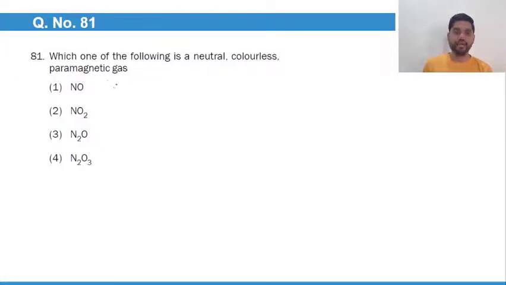Next. Which one of the following is neutral, colorless and paramagnetic gas? So if I talk about, this is neutral, this is acidic, neutral, acidic. So this is not the right answer, this is not the right answer. Talking about colorless, they both are colorless, but NO is paramagnetic, whereas N2 is diamagnetic, and hence 81, option number 1 will be the right answer. Okay.